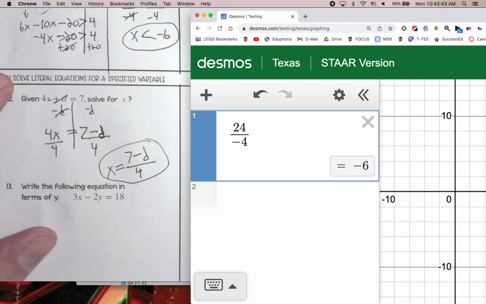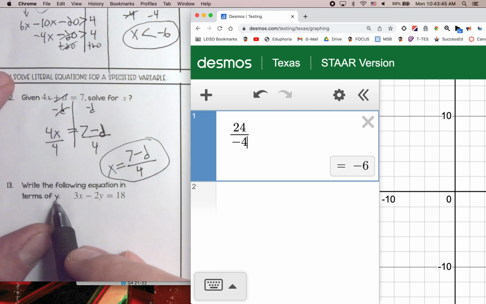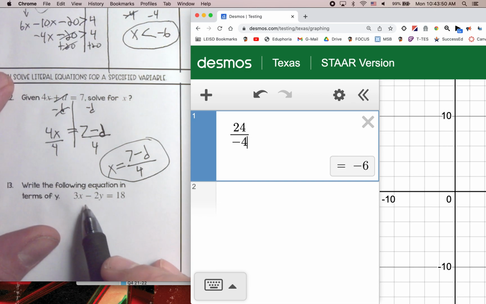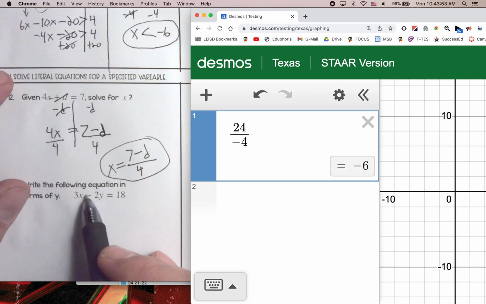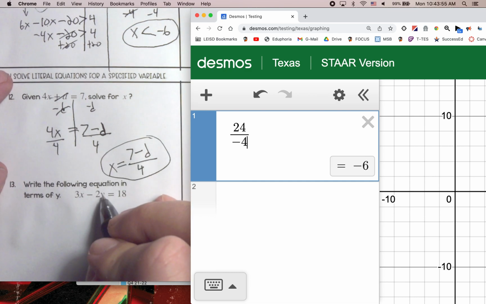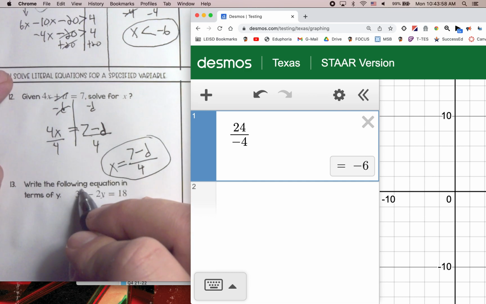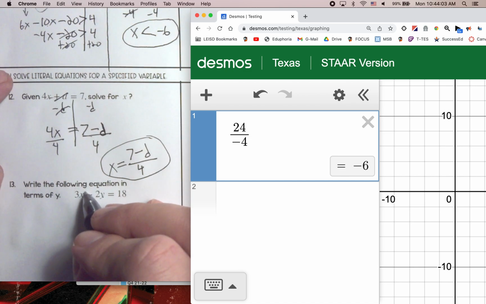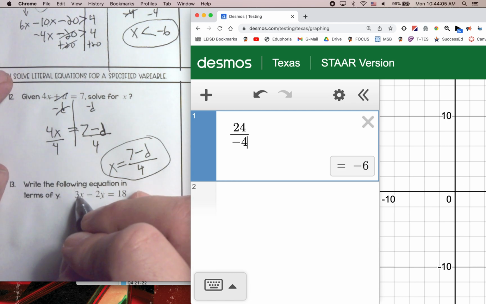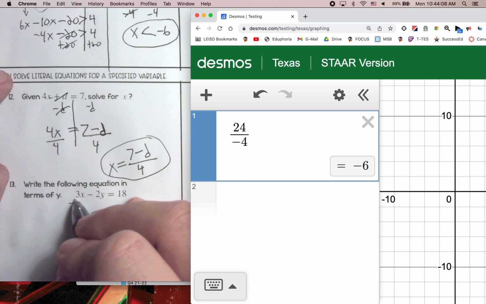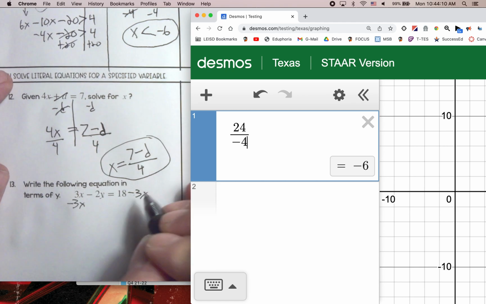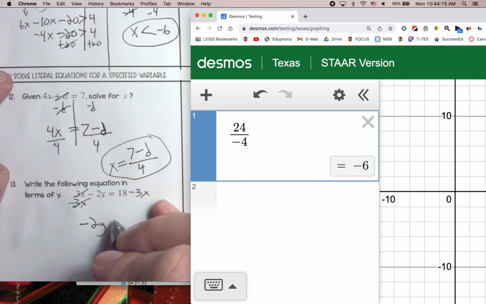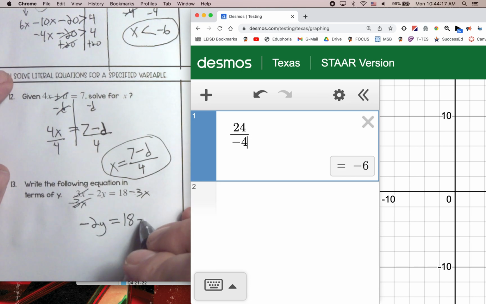Number 13 says, write the following equation in terms of y. 3x minus 2y equals 18. We're going to be doing this a lot in this class, guys. A lot throughout this year, okay? So what we're going to do is we're going to get y by itself. So first thing I want to do is I'm going to move this 3x to the other side. This 3x is not multiplying, it's being subtracted. So this thing, to begin with, is positive. So the opposite of positive 3x is minus 3x. And when they subtract each other, they go away. So I'm left with negative 2y equals 18 minus 3x.